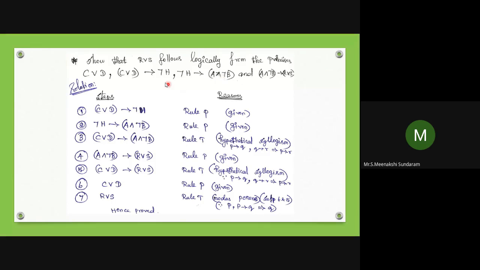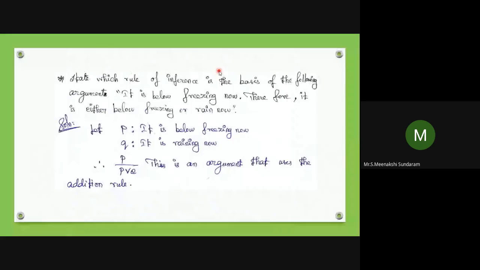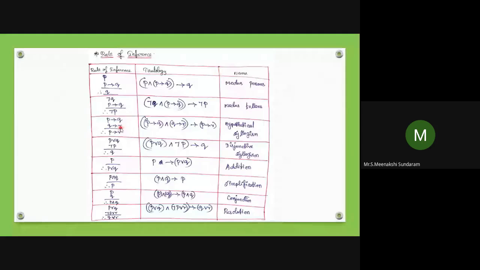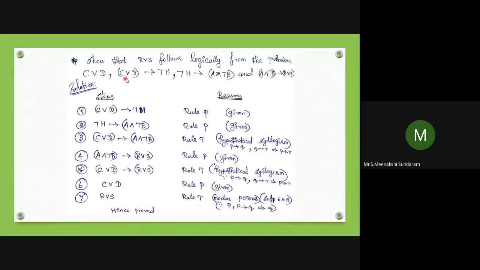So I can see P tends to Q, Q tends to R. What rule applies here? See, P to Q, Q to R, then I can write P to R. Hypothetical syllogism, this only I can apply here. That's why the first step is C disjunction D conditional negation P, that is rule P, given. Negation H tends to A conjunction negation P, rule P also given. These 2 I can apply hypothetical syllogism by rule T.